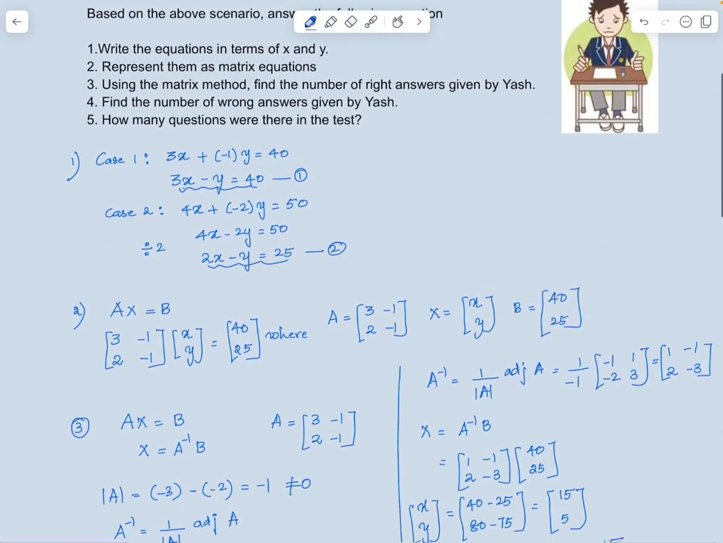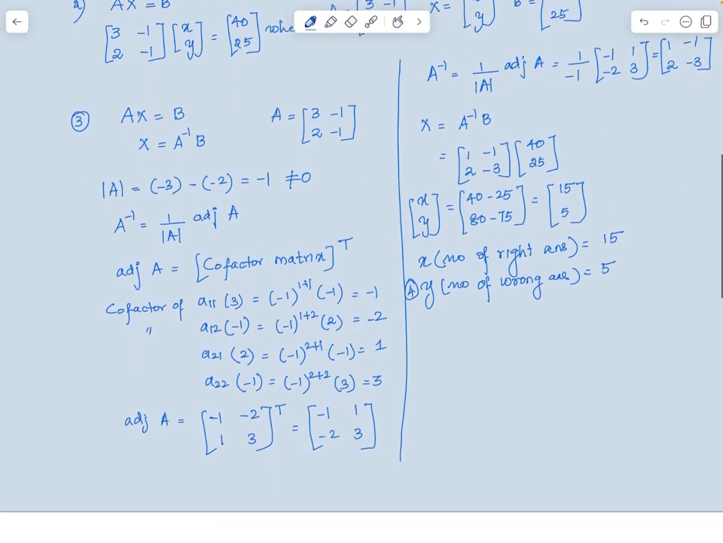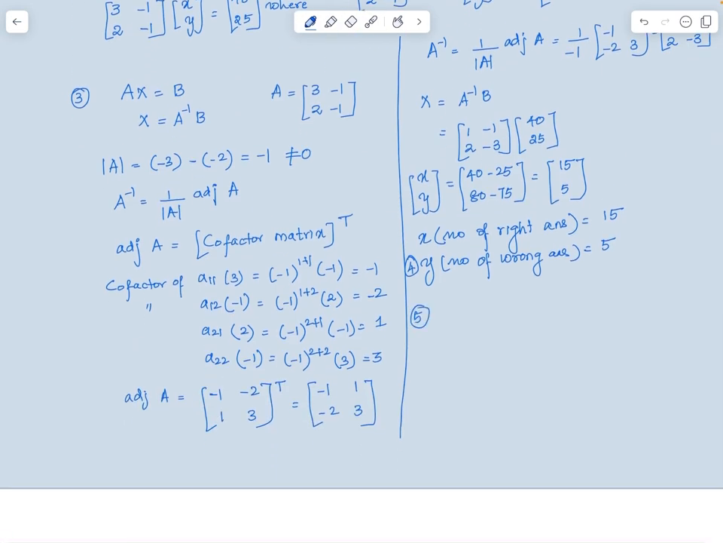Question number 5. How many questions were there in the test? Total number of questions is equal to x plus y, which is 15 plus 5, that is 20.